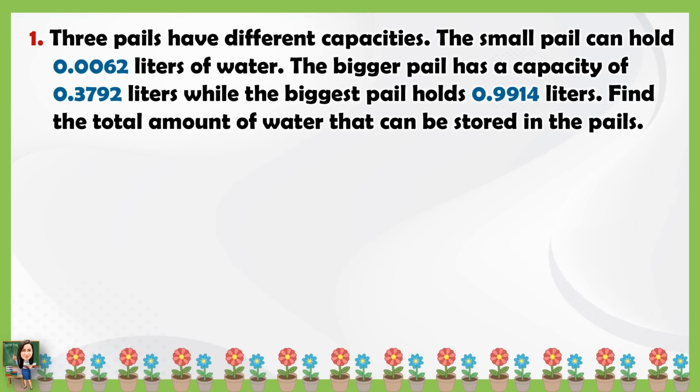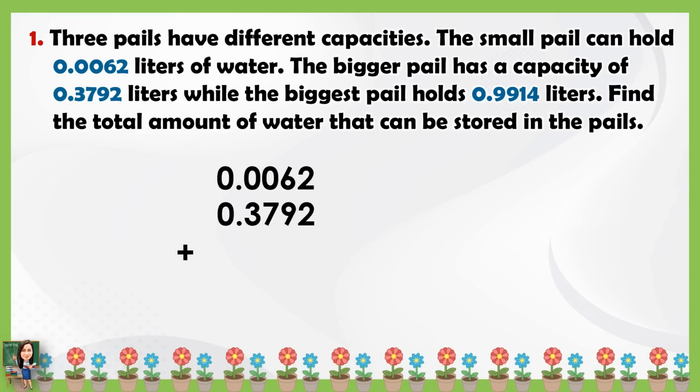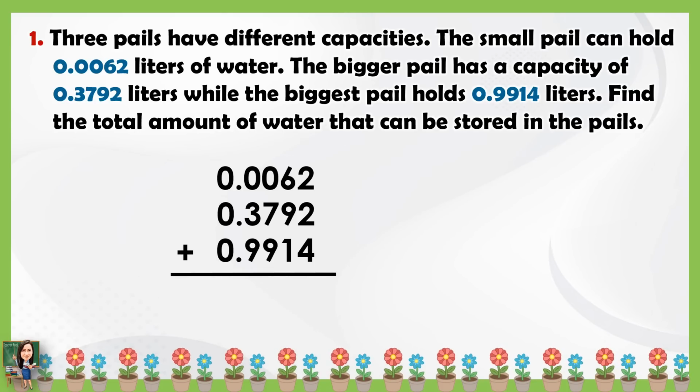So, we are going to find the total amount of water that can be stored in the pails by adding the following. 62 10,000ths plus 3,792 10,000ths plus 9,914 10,000ths equals 2 plus 2 plus 4 equals 8. 6 plus 9 plus 1 equals 16. Carry up 1. 1 plus 0 plus 7 plus 9 equals 17.